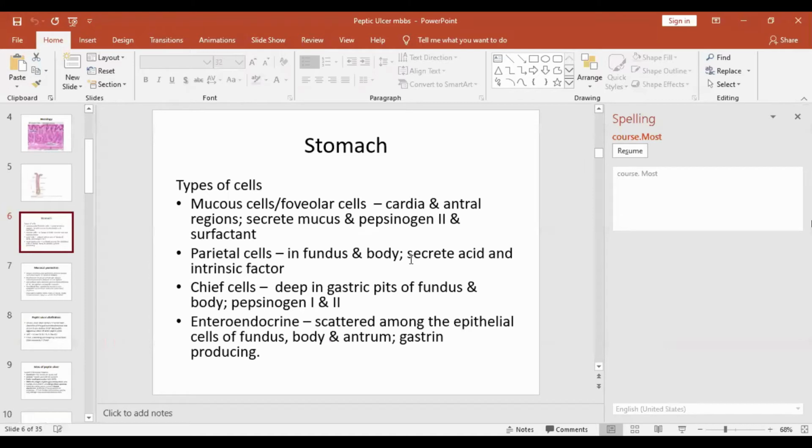Parietal cells in the fundus and body secrete acid and intrinsic factor. Chief cells are in the deep gastric pits of the fundus and body, and they secrete pepsinogen, which is converted to pepsin. This is a proteolytic enzyme. And the enteroendocrine cells are scattered among the epithelial cells of the fundus, body, and antrum, and they produce gastrin. Secretion of gastrin leads to production of acid, HCl.